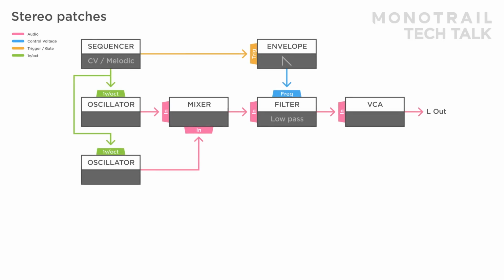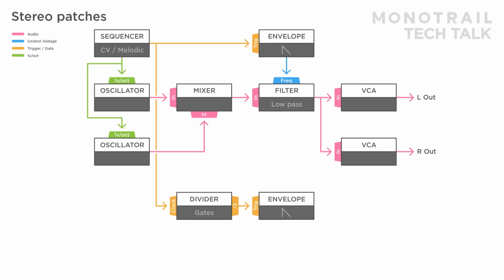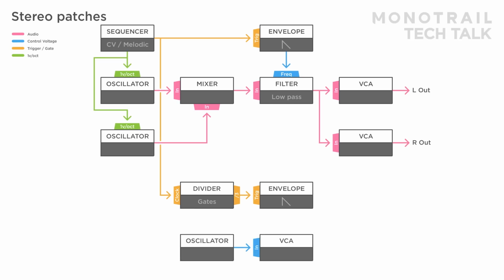Here's a slightly more complex setup with a bass voice with second VCA and a divide by 3 clock divider gate triggering a second envelope. To create a stereo effect, the sine wave of an oscillator is sent through a VCA and then a panner. That oscillator is receiving a 1 volt per octave signal from the main sequencer.